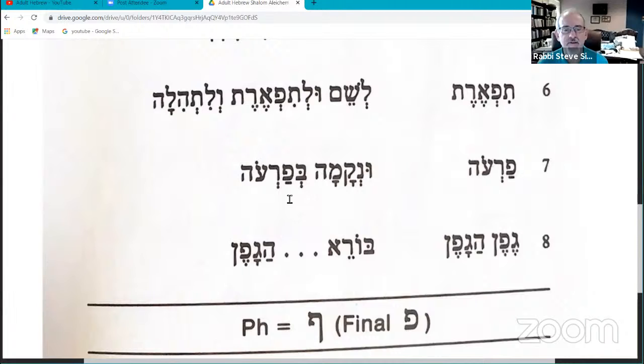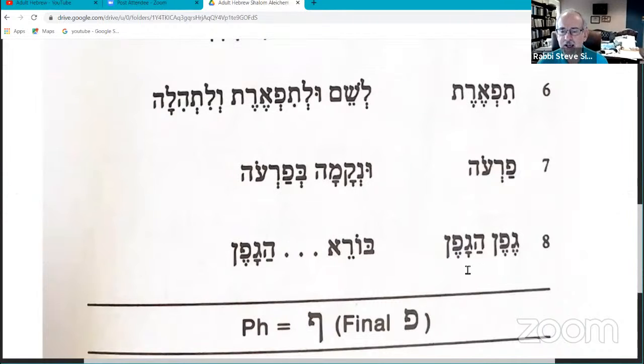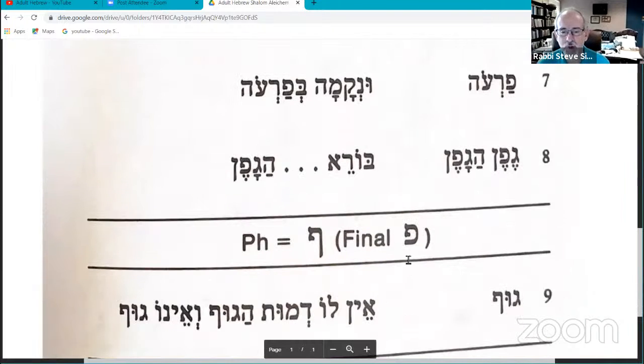Unikama bifaro. Unikama bifaro. Line 8. Gethen Hagafen. Gethen Hagafen. Bore Hagafen. This is the final Fe. Here's the regular Fe. This is the final Fe. It's got a tail below the line. Regular Fe, final Fe.